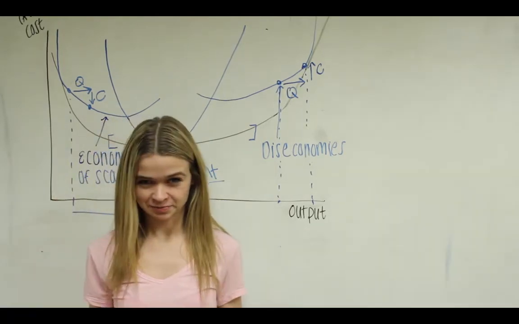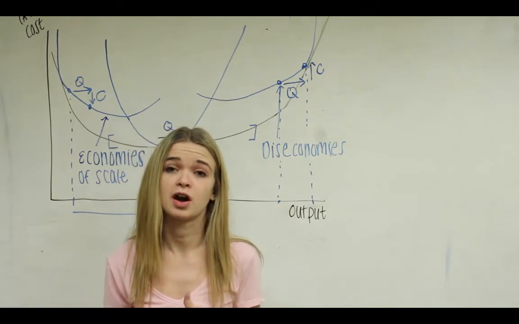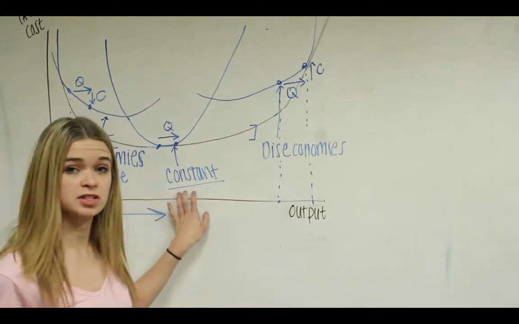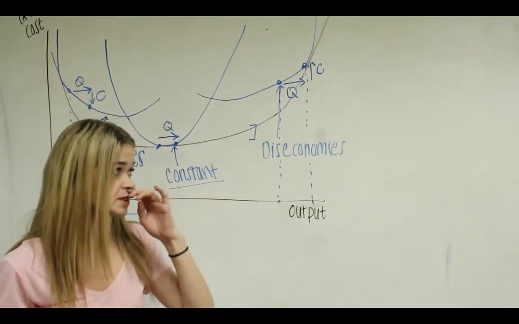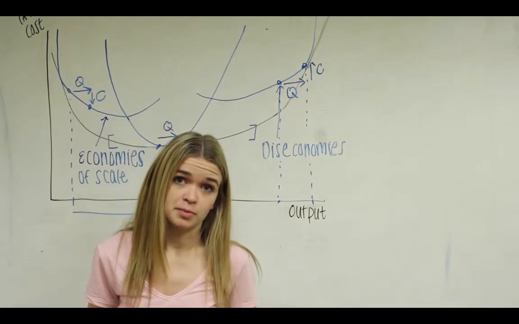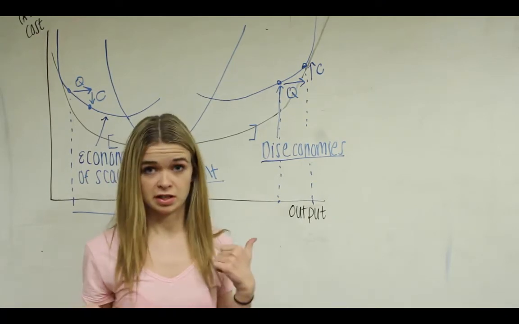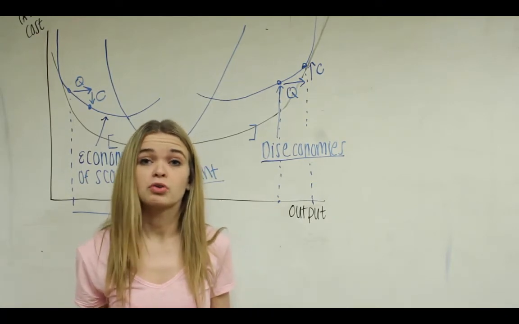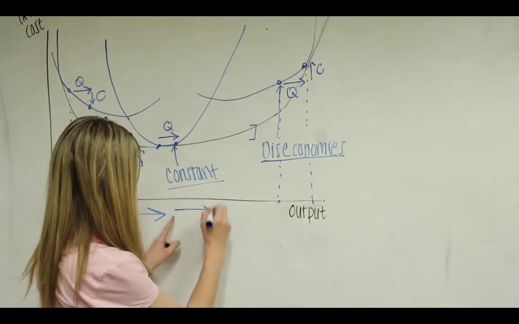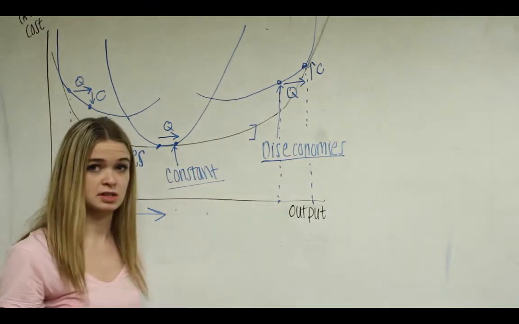Now one last idea for us to understand is that if we're trying to figure out whether or not a firm is operating in an economy of scale, constant returns to scale, or a diseconomy of scale, we can actually find this out from numbers. If we were told that as our output was increasing, our average total cost was remaining the same, we would just have this scenario with no change in cost. That's affiliated with constant returns to scale.